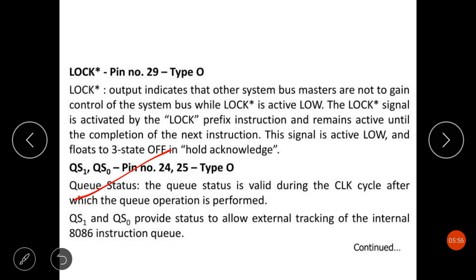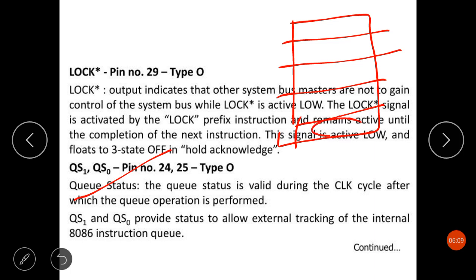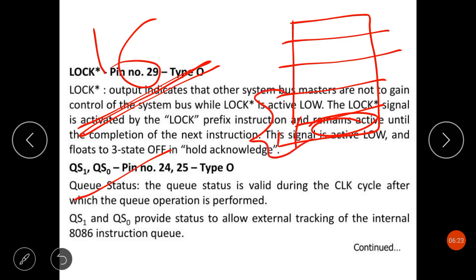I told you when I was discussing the 8086 microprocessor architecture that there is an instruction queue in the bus interface unit, and that instruction queue is of 6 bytes. Each location can store 1 byte. So if the opcode of the instruction is 16 bits, it will get stored in 2 consecutive memory locations. These QS0 and QS1 output signals reflect the status of the instruction queue. This status indicates the activity in the queue during the previous clock cycle.